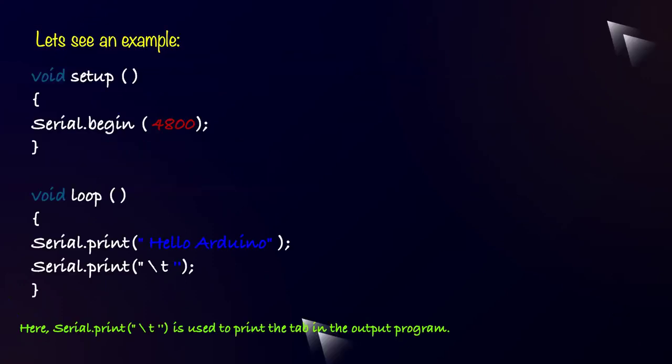All right, so let's see an example. Let's see a full-fledged example of this whole thing. Void setup. The first thing that we need to do, what are we giving? Serial.begin(4800). That's the rate that is being specified. Don't worry about it.